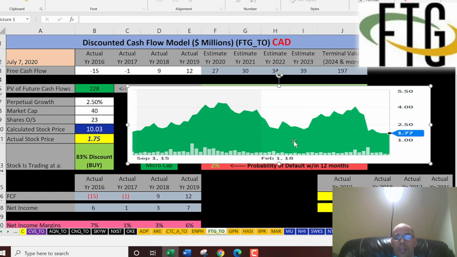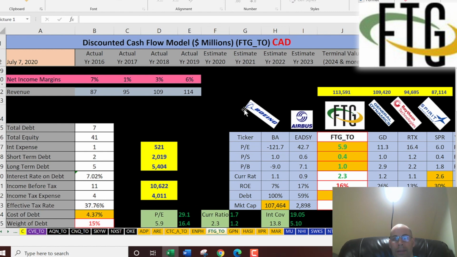So investors just don't feel comfortable paying $10 or even $5 anymore. They're willing to pay $1.75 at this point. It may come up in price, that remains to be seen. Let's look at their financial ratios.